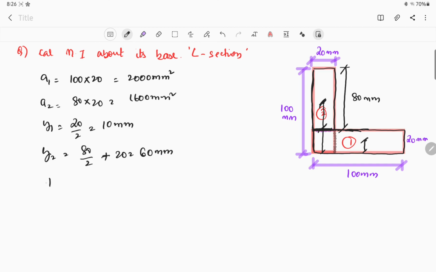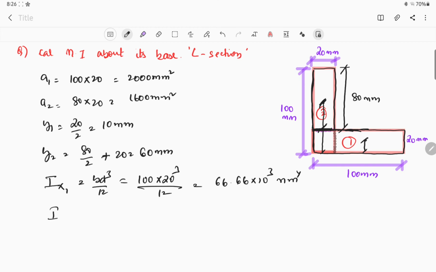Now since we are calculating about its base, I will calculate Ix1, which is equal to BD cube by 12, which is equal to 100 into 20 cube whole divided by 12, which is equal to 66.66 into 10 power 3 mm power 4. Similarly, Ix2 is again BD cube by 12, which is equal to 20 into 80 cube whole divided by 12, which is equal to 853.33 into 10 power 3 mm power 4. So this is how we calculate Ix1, Ix2.